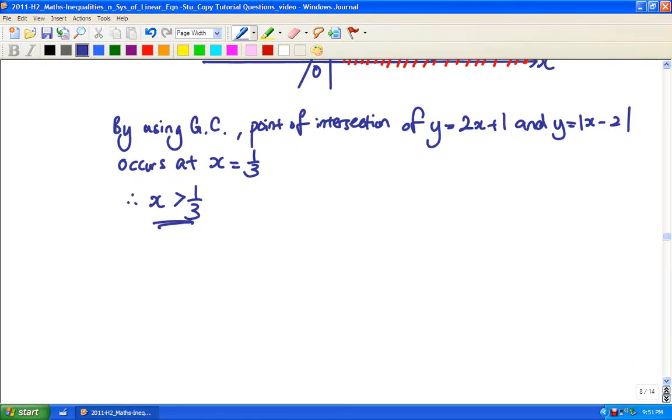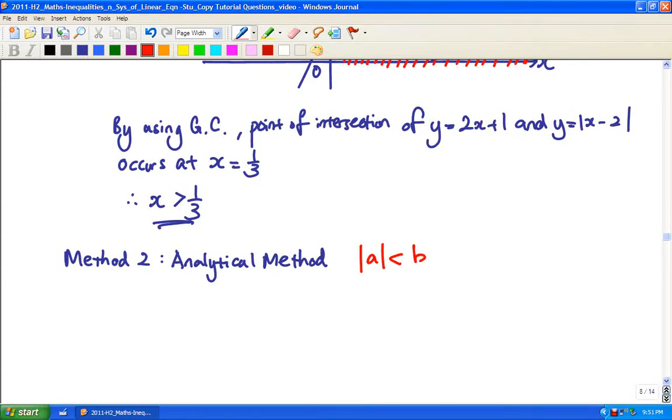Now for method 2, to solve this inequality using an analytical method, this is slightly trickier because we have a modulus to look at. Remember that a result in your notes is if modulus A is strictly smaller than a number B, this is equivalent to saying that A has to be between negative B and B.